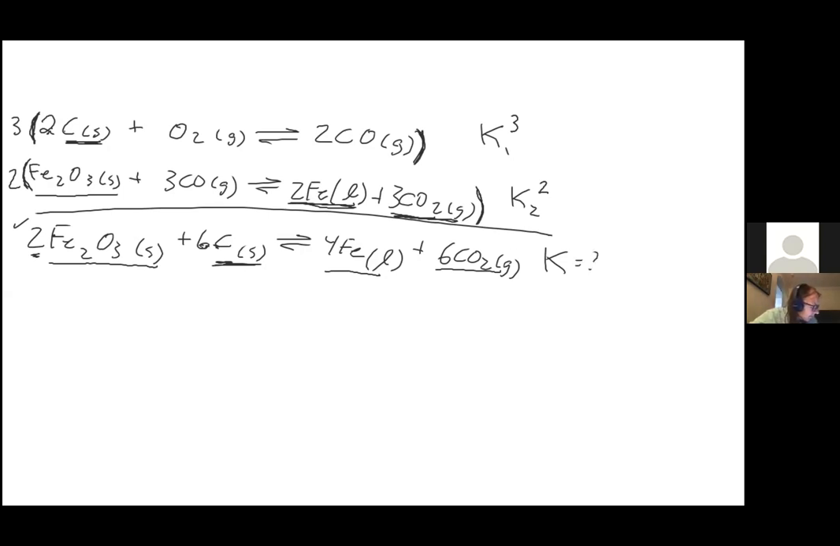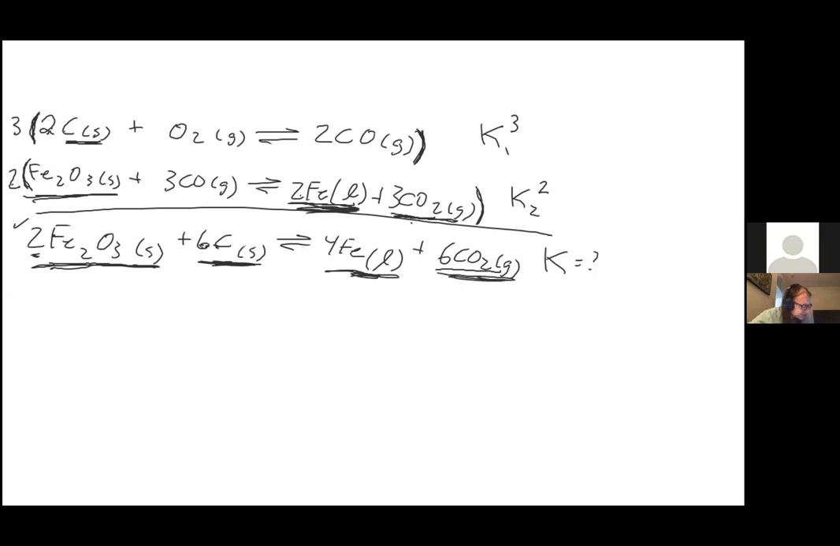Well, we have 6 carbons as a solid, as a reactant. That's what we have here. So that looks pretty good. We have 2 Fe2O3 as a solid as a reactant. That looks pretty good. By multiplying by 2, we now have 4 FeL here, right? Fe liquid, which is exactly what we want. And by multiplying by 2, we would have 6 carbon dioxide. So that looks pretty good too.